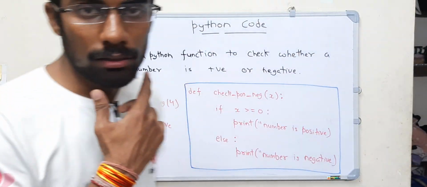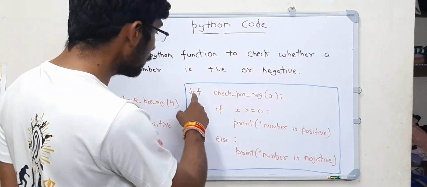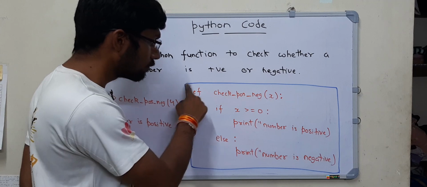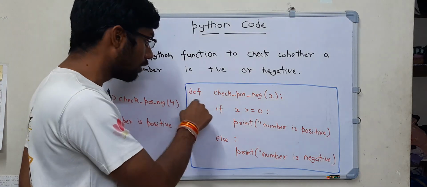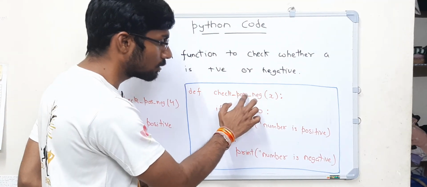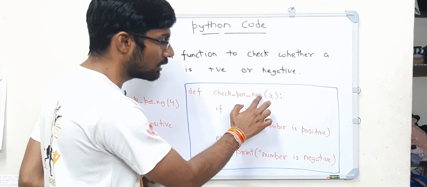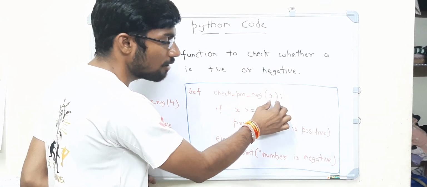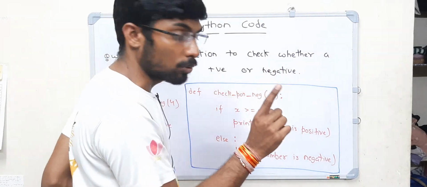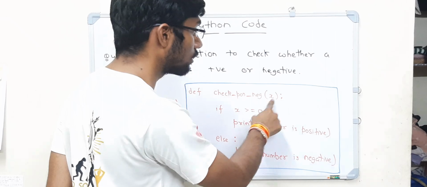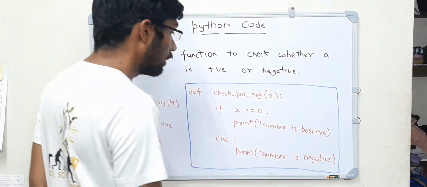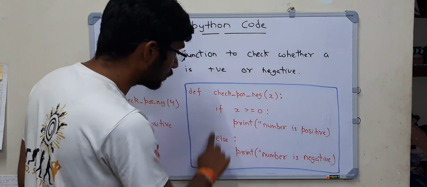Firstly, I have defined a Python function. For defining a Python function, you have to start with this keyword. This is a keyword in Python, def. Then it is followed by the function name, check_pos_neg, and then I have the argument. For this, I have only one argument, so x is my argument. Then I have the colon. This is very important. And then I have the block of this function.